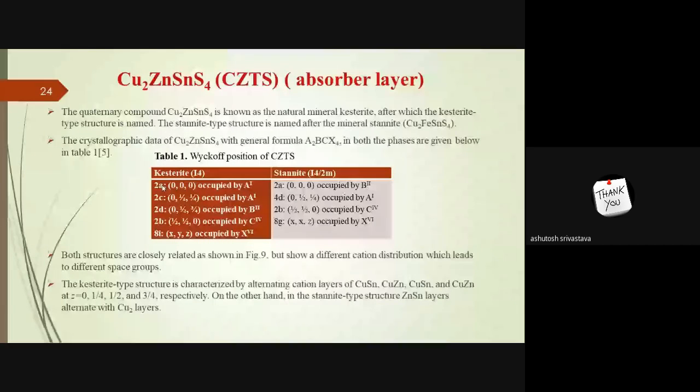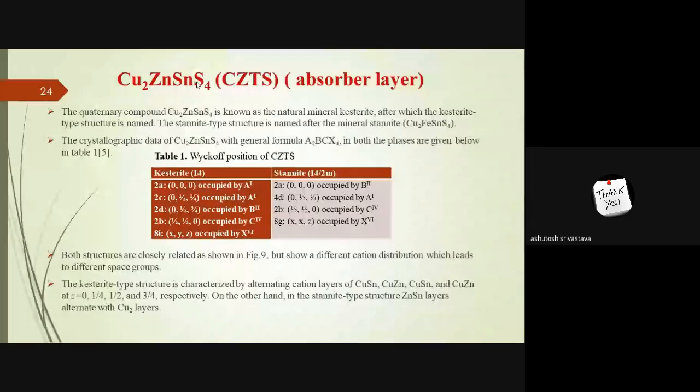But the good qualities that we have for this CZTS are that copper, zinc, tin and sulfide are all earth abundant materials, and none of them is hazardous, none of them is a health hazard, as compared to the previous thin film technology, CIGS, wherein indium was hazardous, and then cadmium telluride, where cadmium was a hazardous element. Also, in CIGS, indium is a very earth rare material.